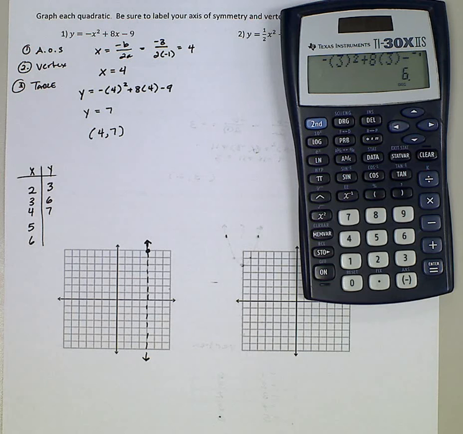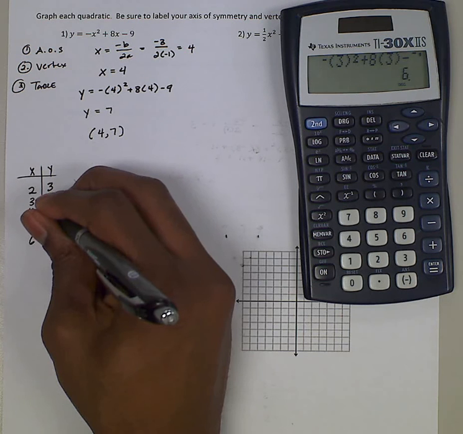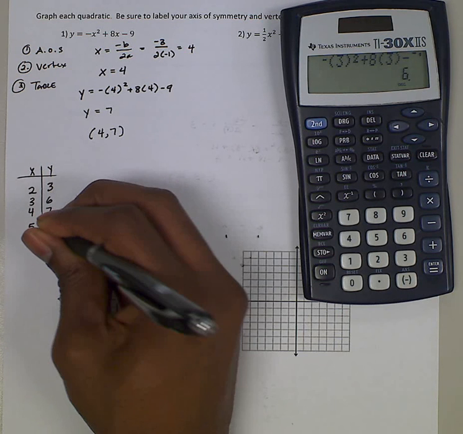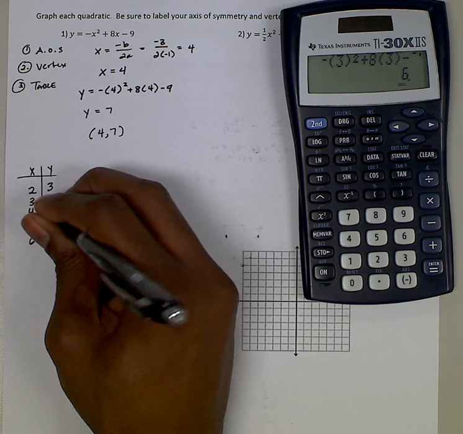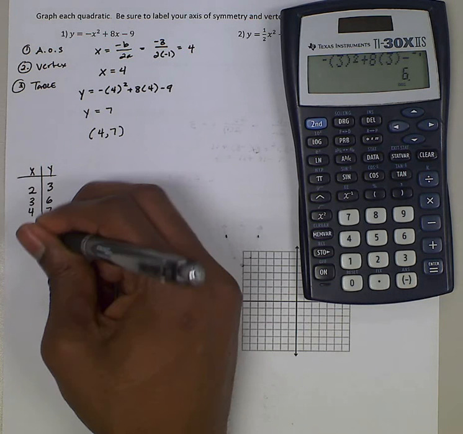Okay, on the front side we talked about the symmetry that we should see in our table. And so I know if I plug in 5, I should get 6. Because one step above was 6, so one step below will be 6. 2 steps above was 3, so 2 steps below will be 3.